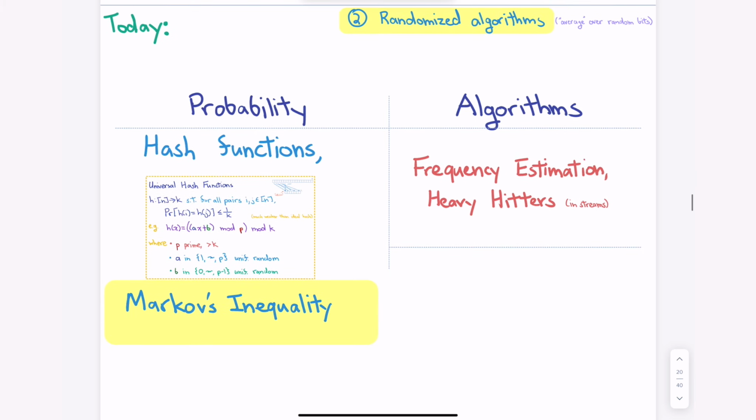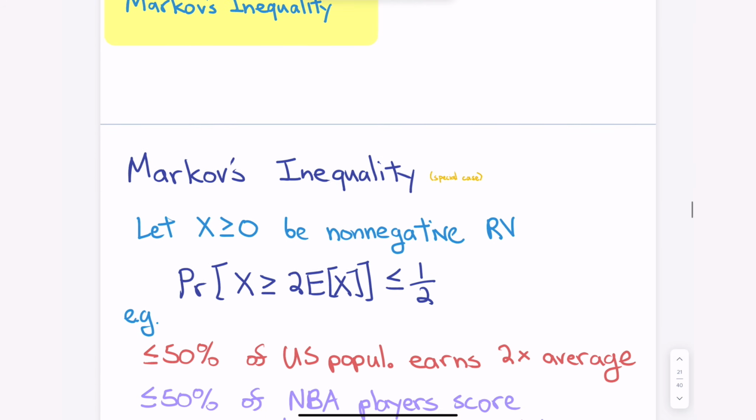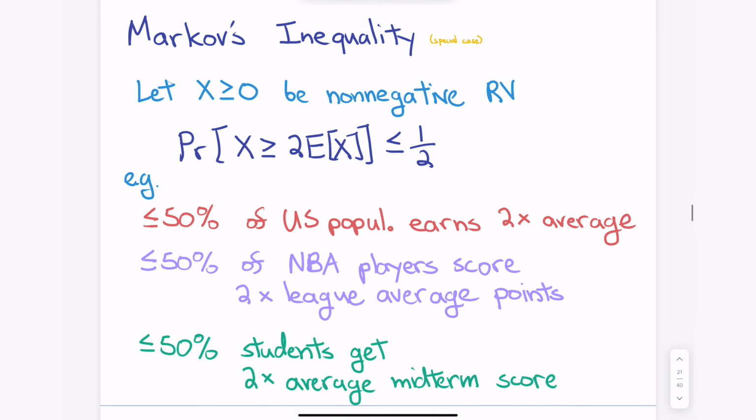The other thing we'll use is Markov's inequality. I'll do it quickly since we did it last time. Markov's inequality: if you have a non-negative random variable, the odds of being twice the average is at most 1/2. Four times the average is at most 1/4. Otherwise, the average would get higher. That's all.